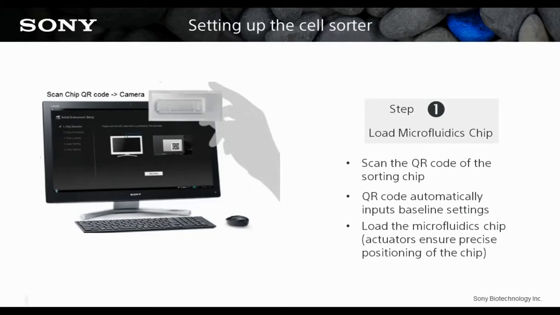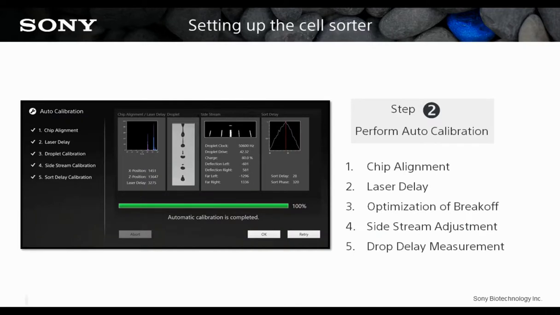Setting up the MA900 can be done in 2 basic steps. In step 1, the user scans the QR code on the microfluidics chip and loads it on the system. This QR code automatically inputs baseline settings required for that chip size. Once the chip is loaded in the system, the user can then perform step 2, which is auto-calibration.